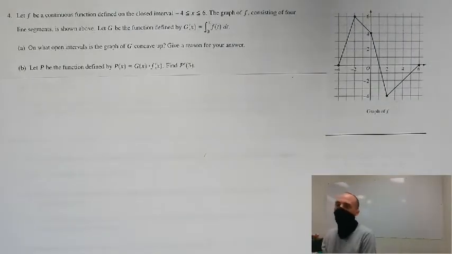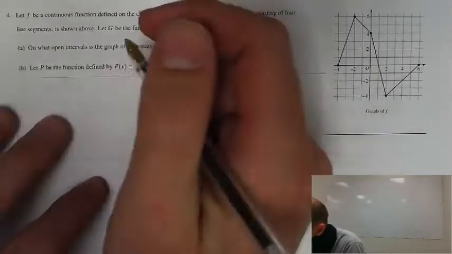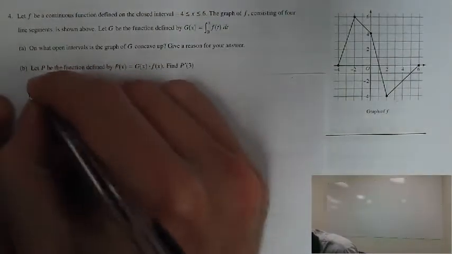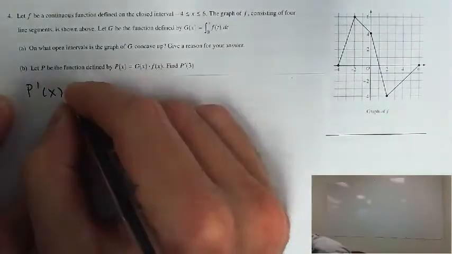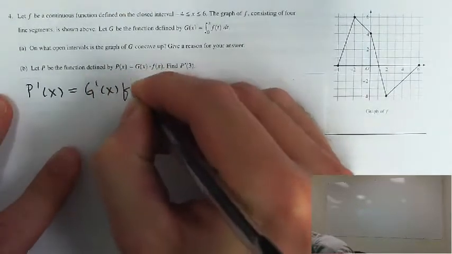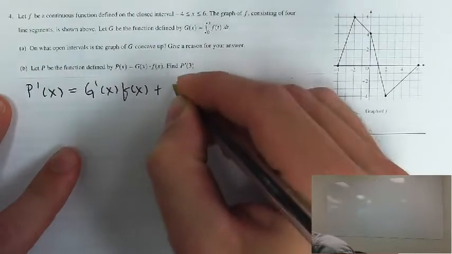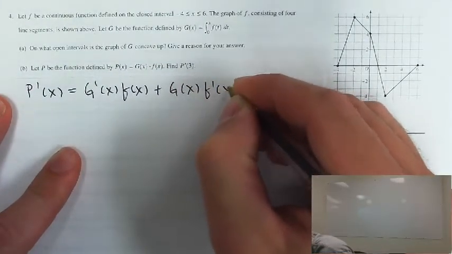All right, next we have ourselves a product rule situation. So we are going to have, okay, p of x is g of x times f of x. Find p prime of 3. So what we're going to need to do is find p prime of x, and then we'll plug in 3, and it should go pretty well. So p prime of x, I'm going to have to use the product rule. So I'm going to take the derivative of one of them while leaving the other the same. Then I'm going to add in, leaving the first one the same, taking the derivative of the other one.